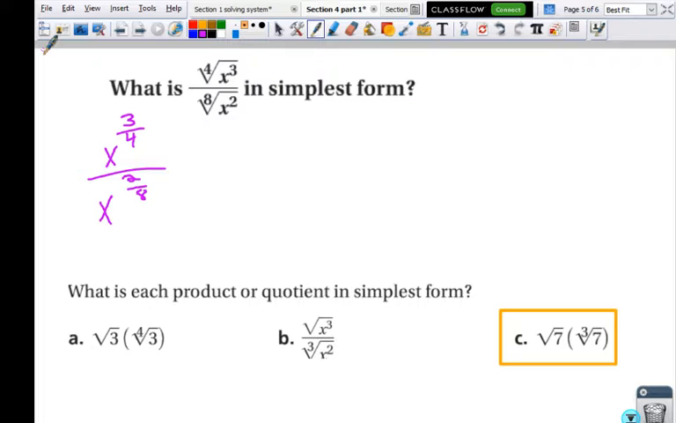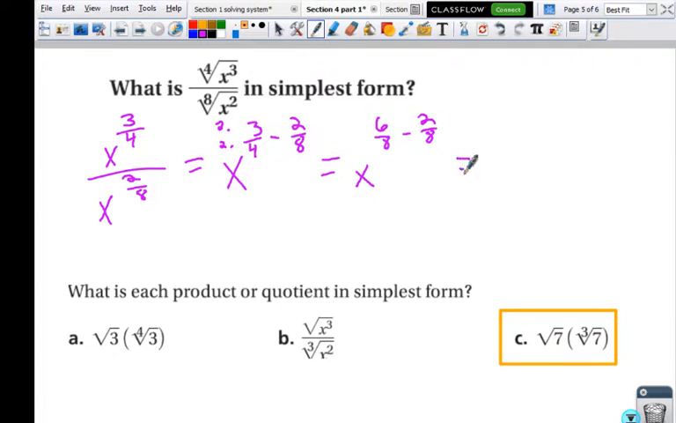So, what I'm going to do is go through and subtract these exponents. I'm going to have x to the 3 over 4 minus 2 over 8. Can I subtract these right now, though? No. What do I need to do? I need common denominators, right? So I need to multiply the 3 over 4 by 2. I have x to the 6 over 8 minus 2 over 8.